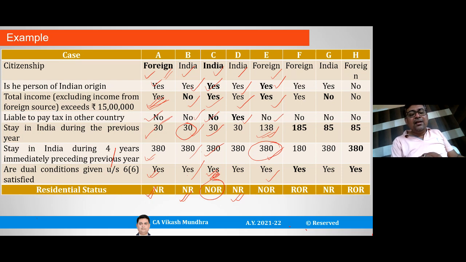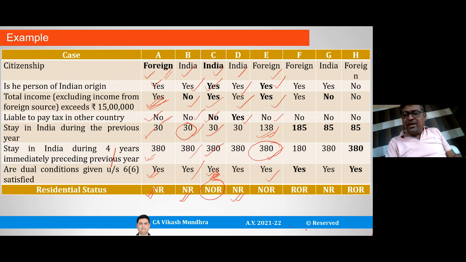Further, he satisfies the dual condition given under section 6(6). Sir, if he is a resident in India due to the modified conditions given under section 6(1)(c), he will be considered as a not ordinary resident, even though he satisfies the dual condition of section 6(6). Got it?